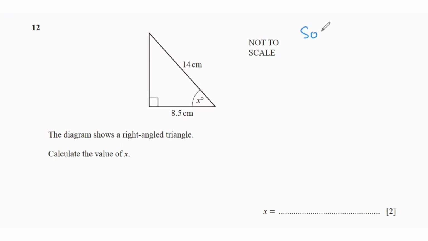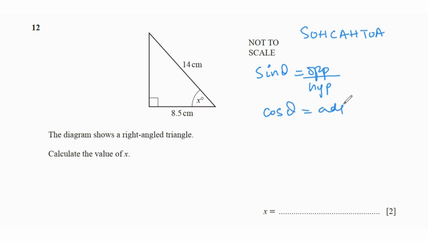SOHCAHTOA is basically your trig ratios. So SOH is sine theta equals opposite over hypotenuse. CAH is cosine theta equals adjacent over hypotenuse. And TOA is tan theta equals opposite over adjacent.